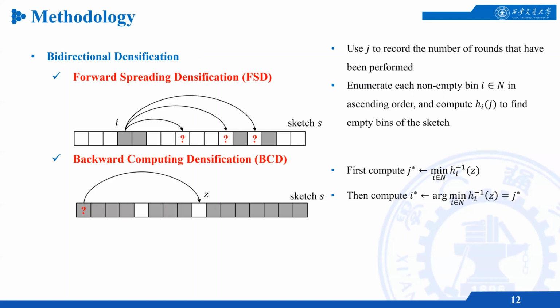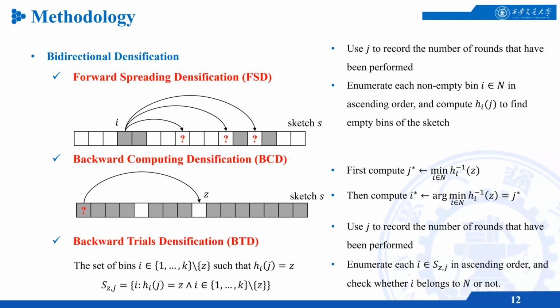The second strategy is called backward computing densification. For each empty bin z, we densify it with the minimum values i and g, such that h_ij equals z. The parameters i and g represent the index of an empty bin and the number of runs that have been performed.